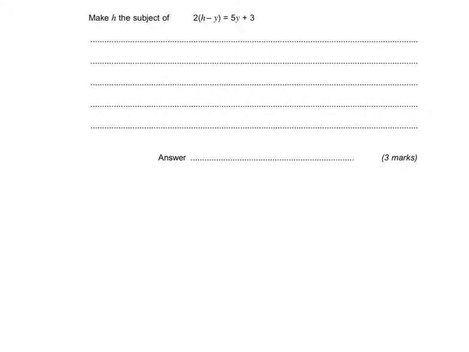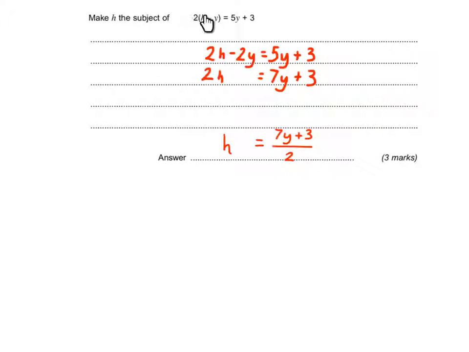Right, make h the subject of the formula. Well, the first thing I'm going to do is multiply out the brackets. So 2 times h gives me 2h, 2 times minus y gives me minus 2y. So that becomes 2h minus 2y equals 5y plus 3. Now, I'm making h the subject, so I'd like all the h's on the same side, because I'd like the final answer to be h equals something.